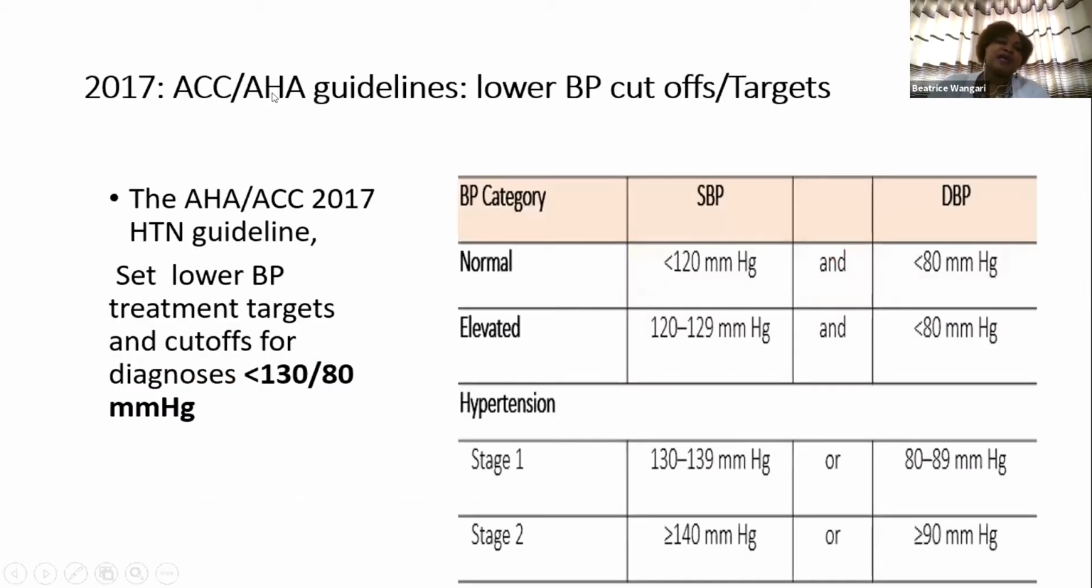This guided the 2017 guidelines from the American College of Cardiology and American Heart Association. Included here were also several other societies, the European Society of Cardiology, among others. And you can see that in the 2017 guidelines, the targets and cutoffs for diagnosis and treatment goals went quite low. Hypertension was reclassified so that a diagnosis of hypertension would be a systolic above 130 and a diastolic above 80.